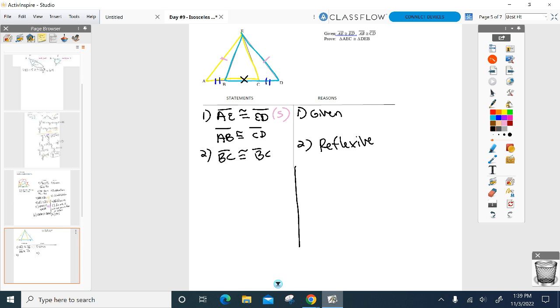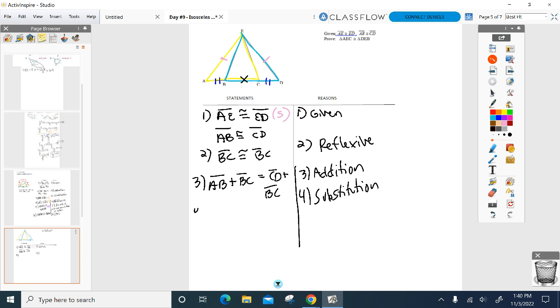3, where else are we going? AB plus BC. Yep, let's just go in order here. AB plus BC equals CD plus BC. Addition. And then I'll just take care of it, right? Substitution. To say side AC is congruent to side BD. There's a second pair of sides for us.